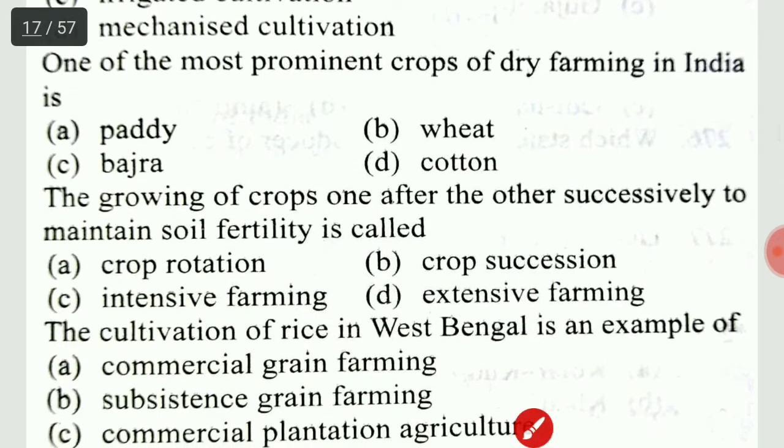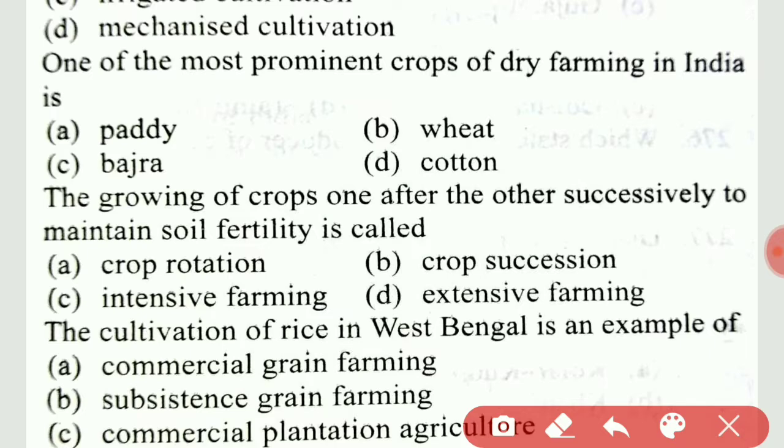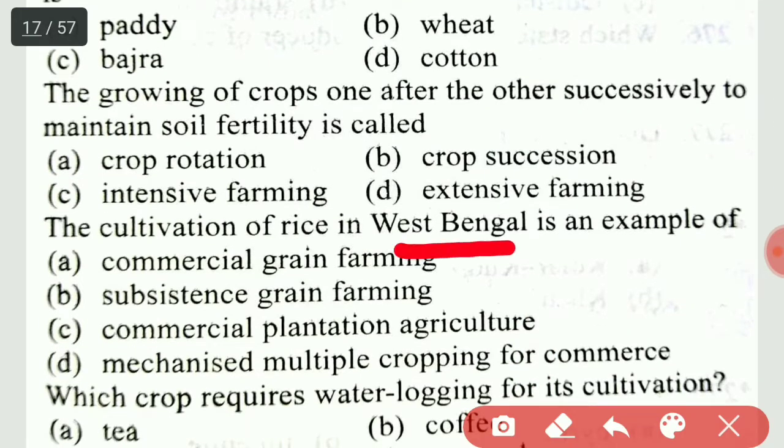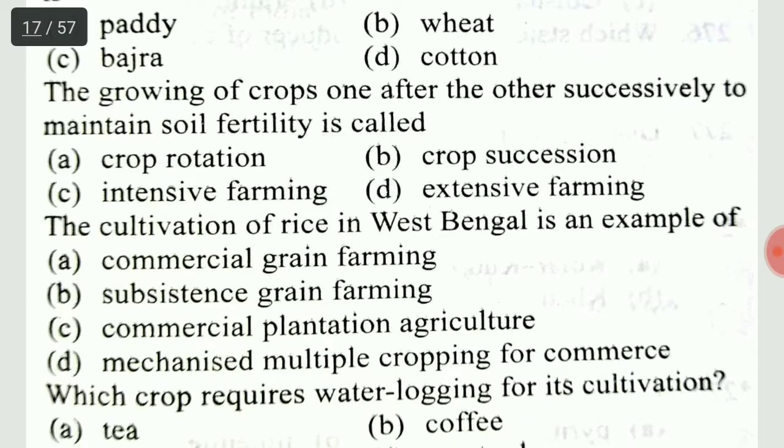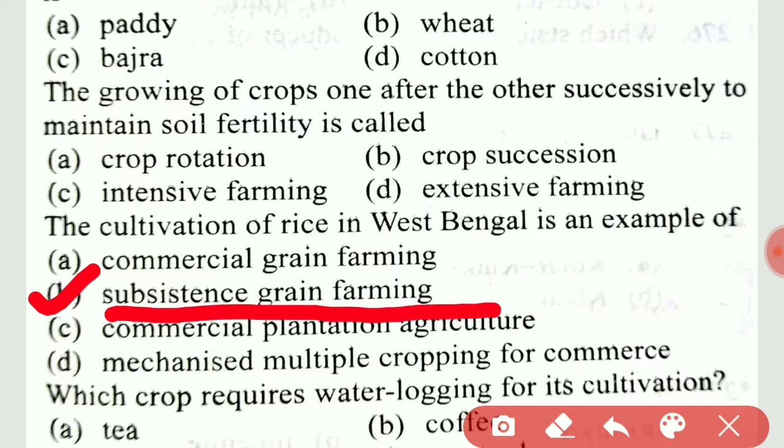Next, the growing of crops one after another successively to maintain soil fertility is called option A, crop rotation. Next, the cultivation of rice in West Bengal is an example of option B, subsistence grain farming.